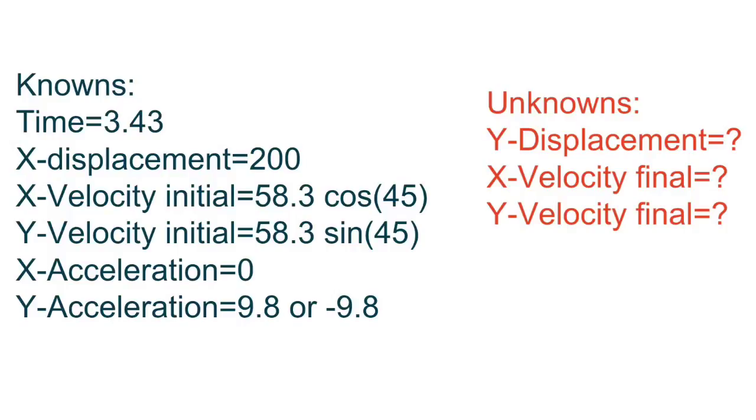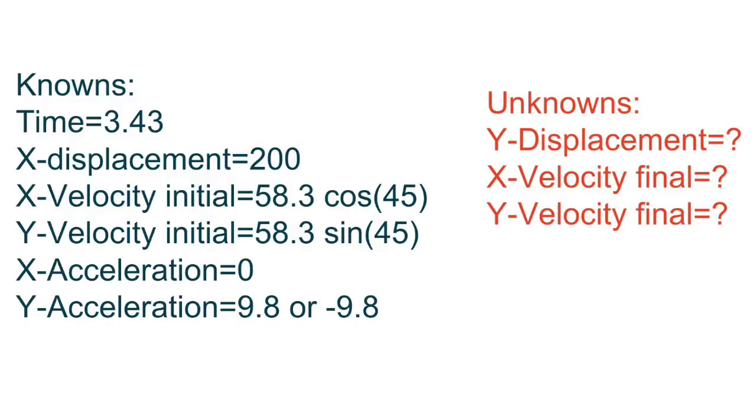Now we write down the knowns and unknowns. Right now what we know is that the time is 3.43, the x displacement is 200, and the initial velocity is 58.3, but in the x direction you need to put cosine 45 because that's the angle you're multiplying the velocity by. The initial velocity in the y direction would be 58.3 sine 45, so you have the angle incorporated.